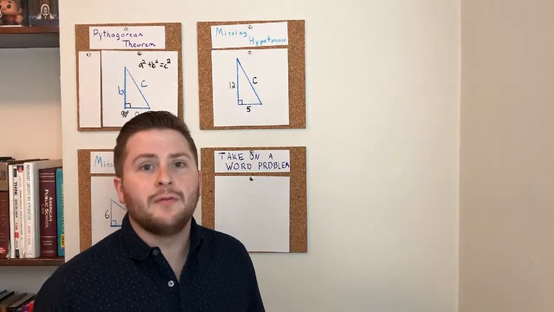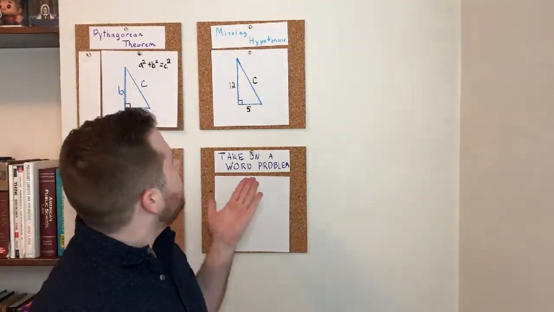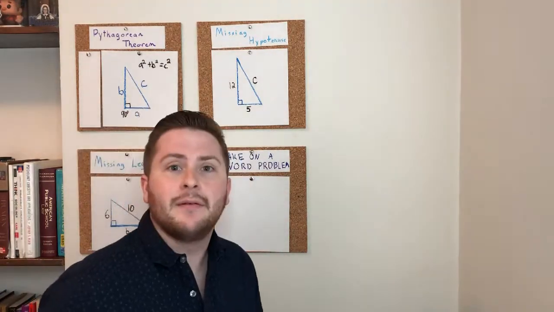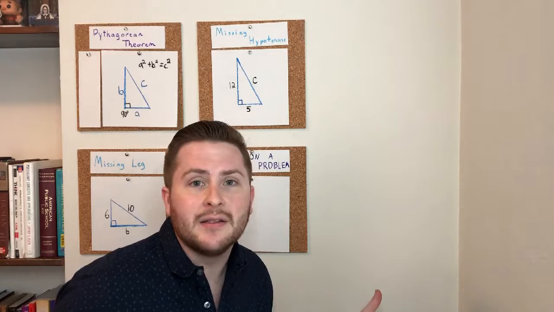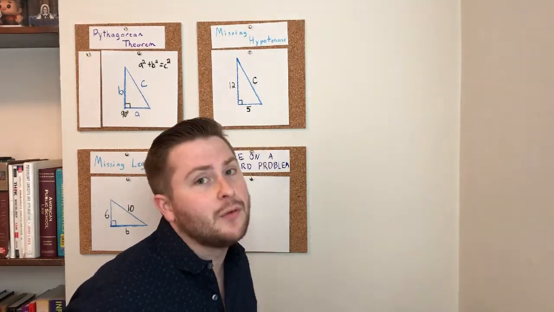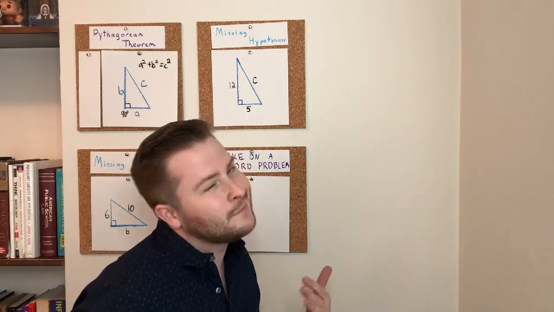So let's start first with the missing hypotenuse. In your problem, you're going to obviously be given a triangle, and it better have stated somewhere that it has a 90-degree measure in one of the angles. If not, you can't do the problem. So if you really want to make your teacher mad and they didn't do that.